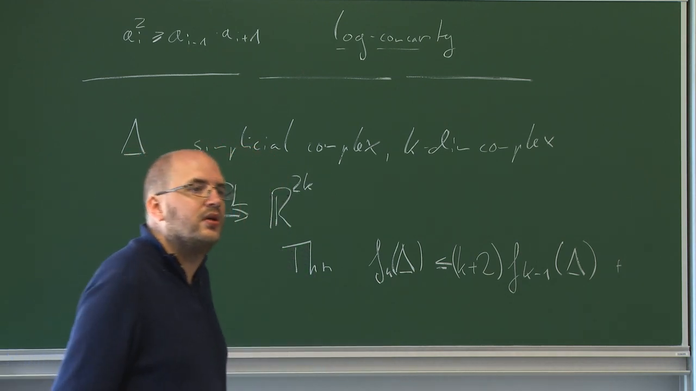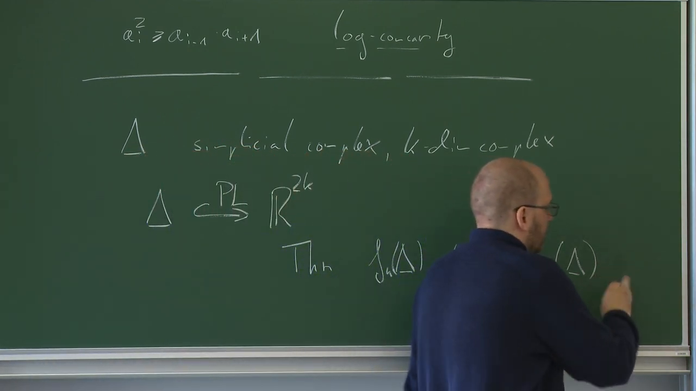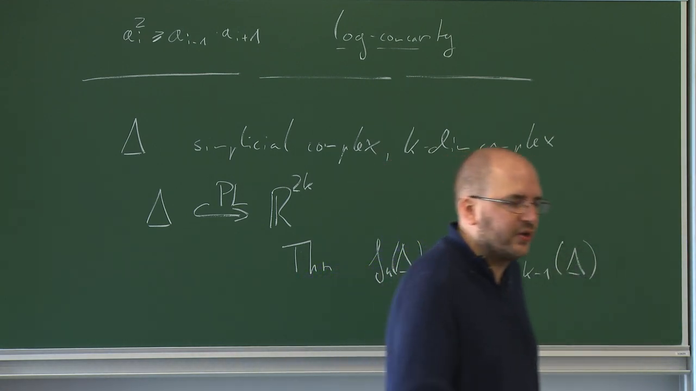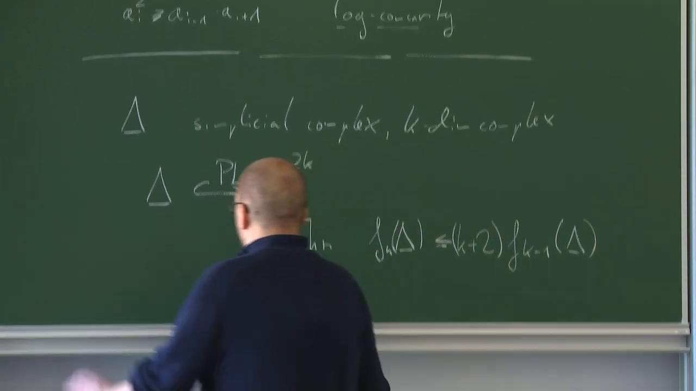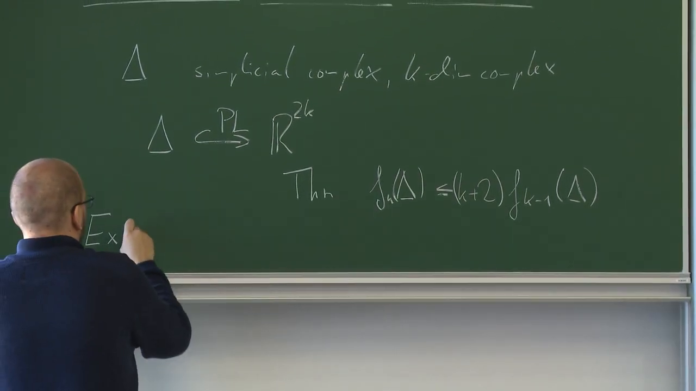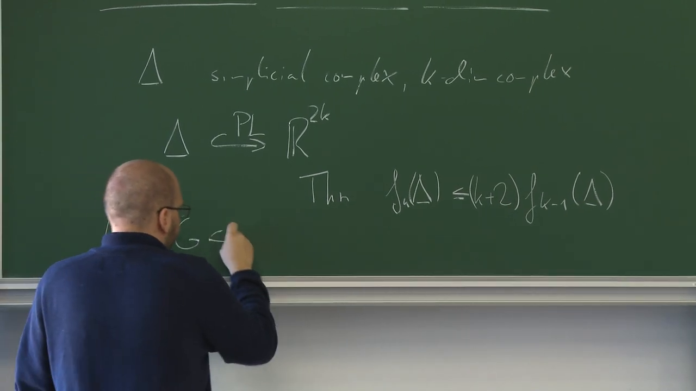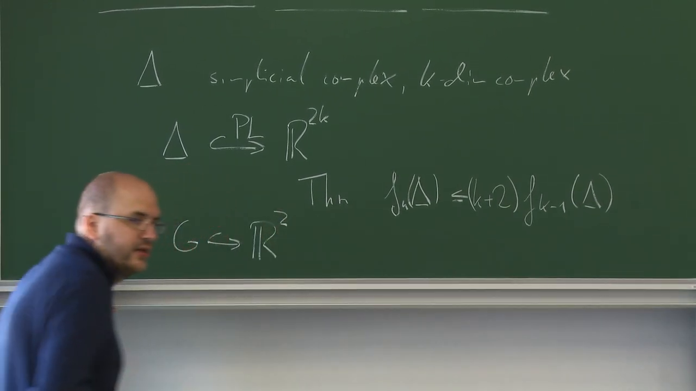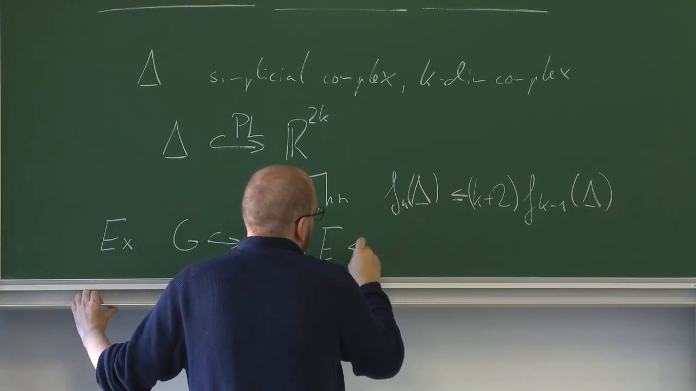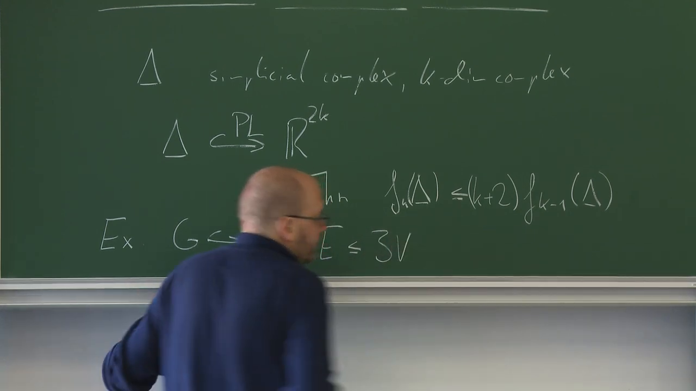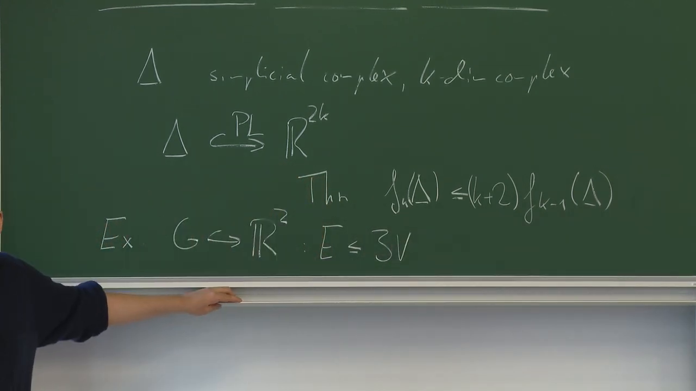Is this a necessary condition or a sufficient condition? No. You could always take a simplicial complex and make it very dense in some part, and then that part doesn't embed. Like a graph: you can embed it in the plane, yes, if it doesn't contain a complete graph. That is an example: a graph into the plane, and that is a classical result. Then the number of edges is at most 3 times the number of vertices.